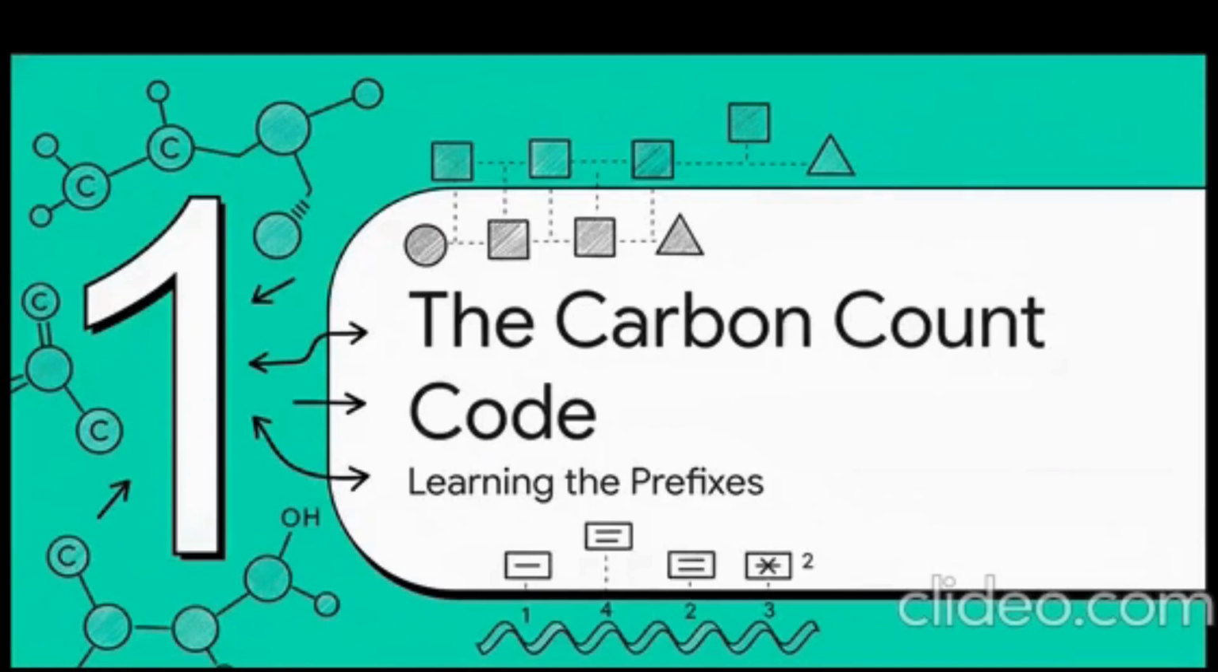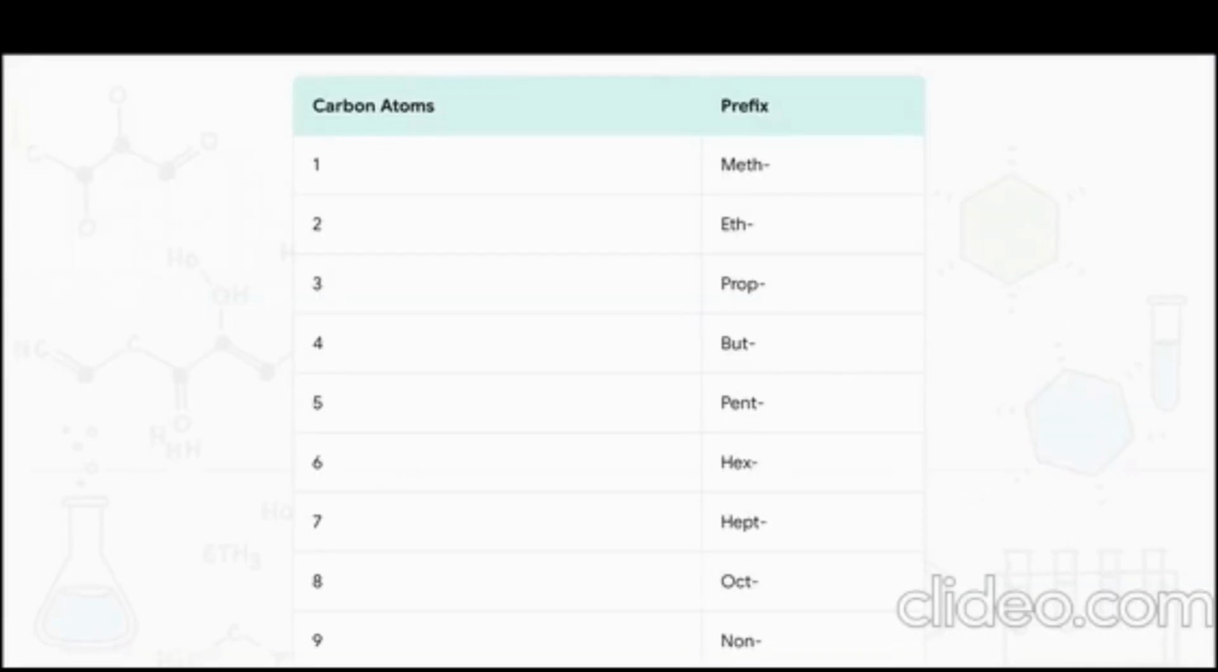All right, Section 1. Just like any language, we've got to start with the basic vocabulary, right? For hydrocarbons, that vocabulary comes in the form of prefixes. These are just little bits at the beginning of the word, and they tell you the most important piece of information, exactly how many carbon atoms are in the molecule. And here they are, these 10 little prefixes. They're the foundation for pretty much everything.